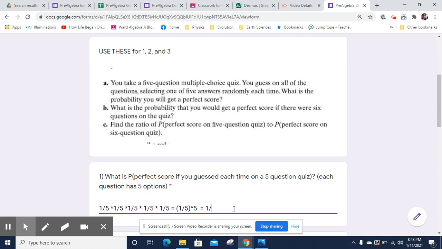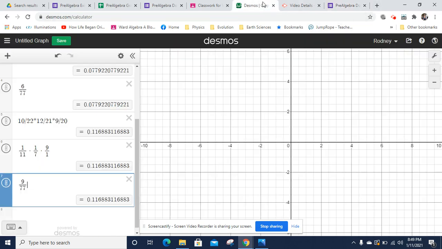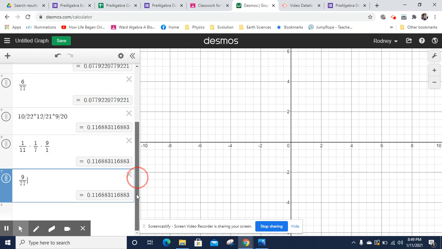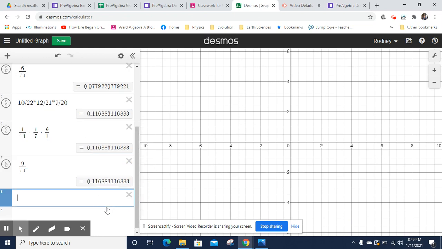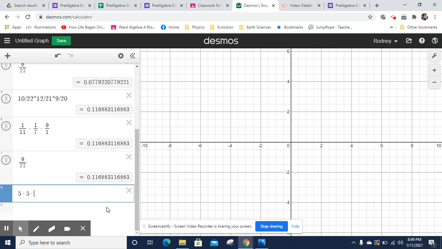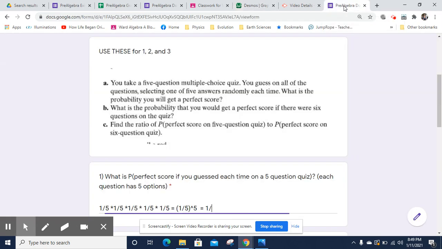is going to be, let's see, let me think about that. I believe we're going to be in the 3,125, but I'm not totally sure. So let's actually go to a calculator. So 5 times 5 times 5 times 5 times 5 is in fact 3,125. Okay, so that's 1 out of 3,125. That is the probability of getting every single one of those correct.